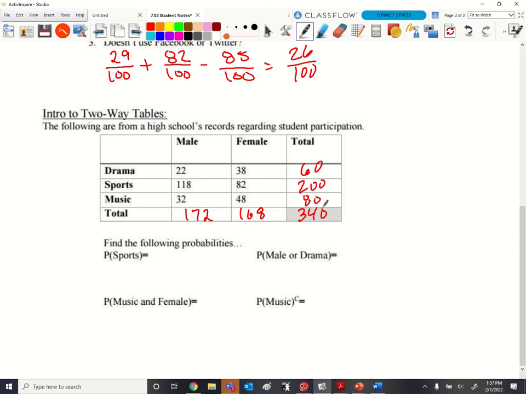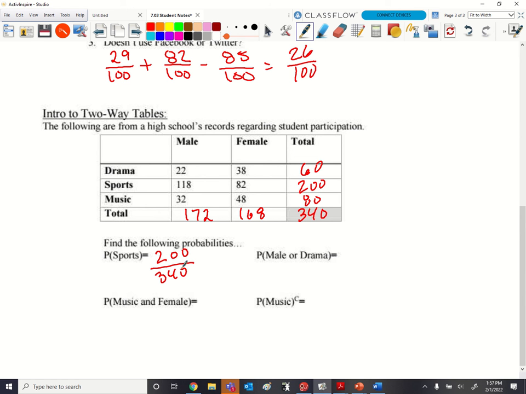So this goes back to one of the first ones that we did. So, sports. What's the value we have for sports? What's the total for sports? So, 200 out of 340. That's my total, right?